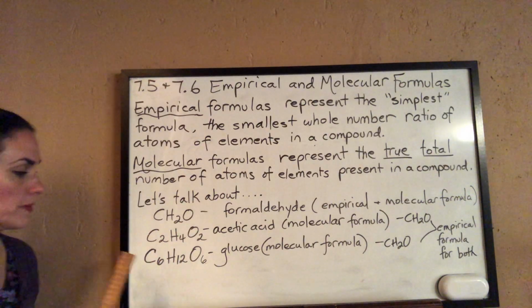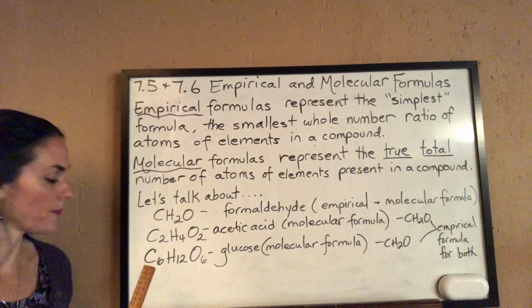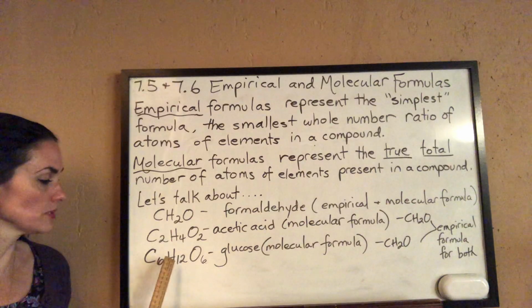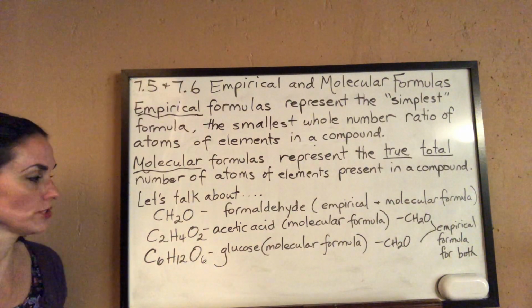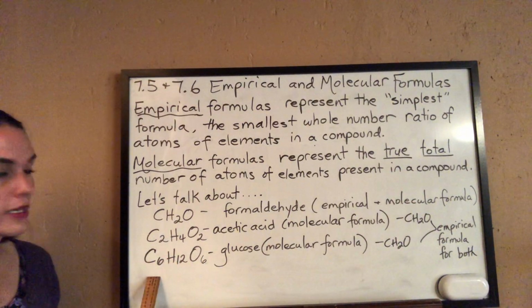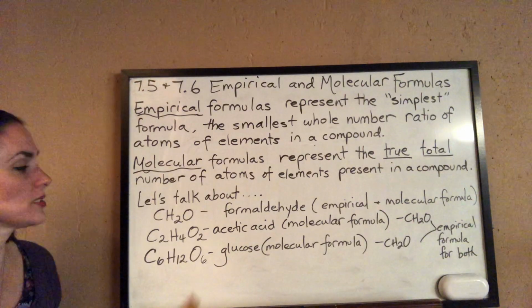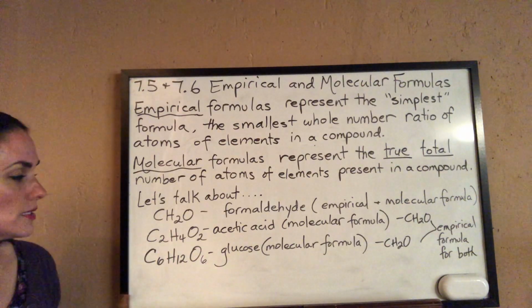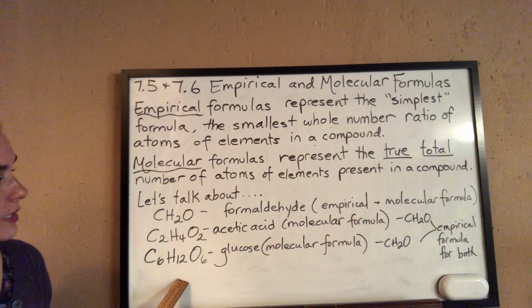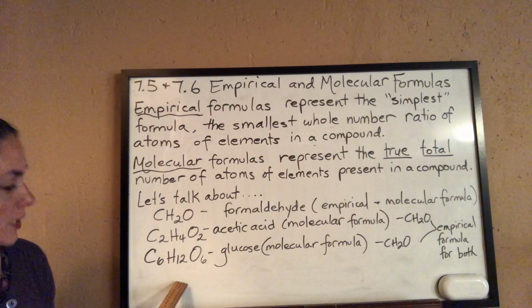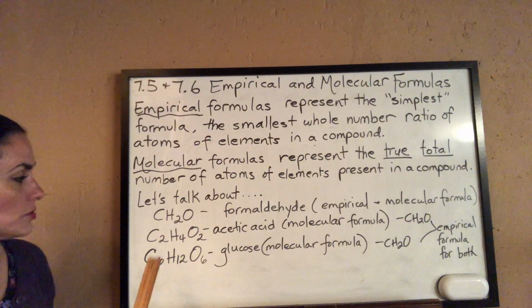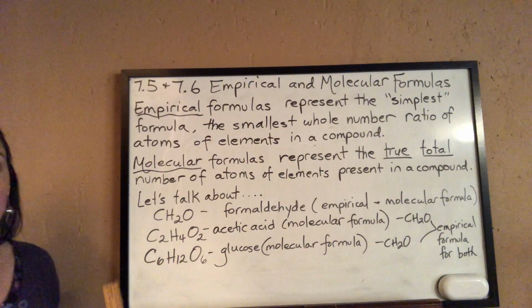Let's look at another formula. Glucose, blood sugar. C6H12O6. Okay, 6 carbons, 12 hydrogens, 6 oxygens. It's the molecular formula for glucose. Again, a very different substance than acetic acid and a very different substance than formaldehyde. They're all different substances. But the molecular formula, if you reduced it to its empirical formula, the 6, the 12, and the 6 would be reduced to a 1, a 2, and a 1.